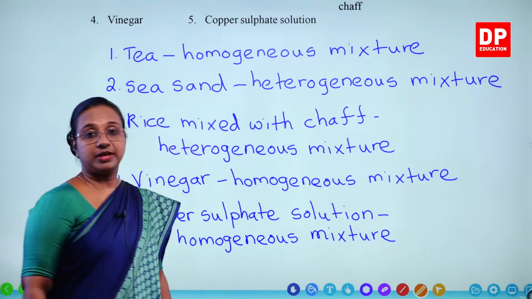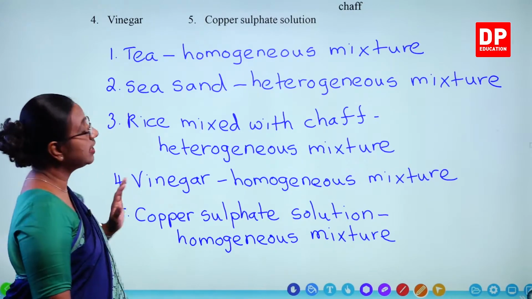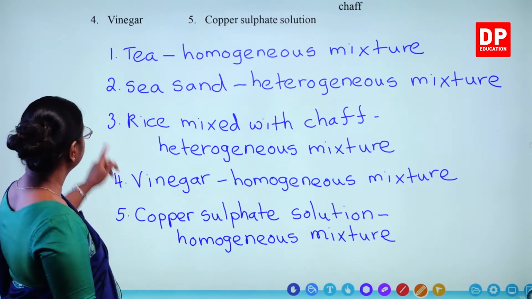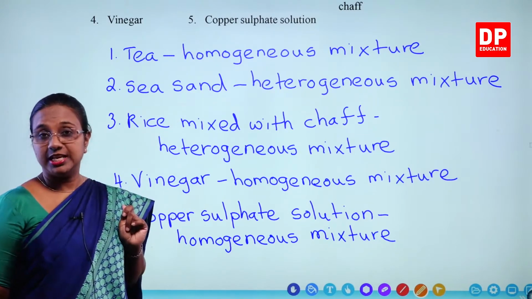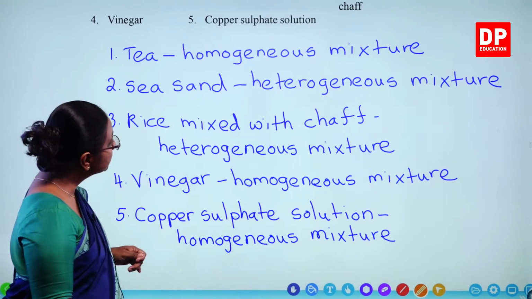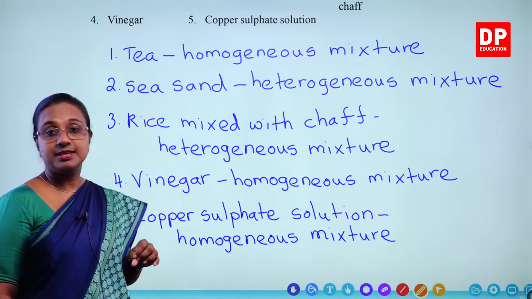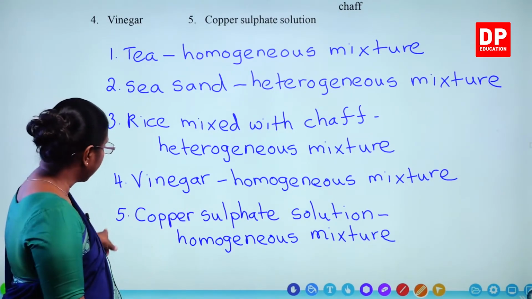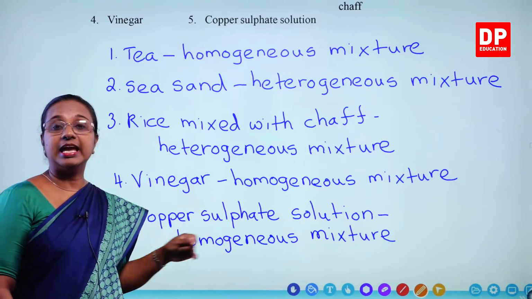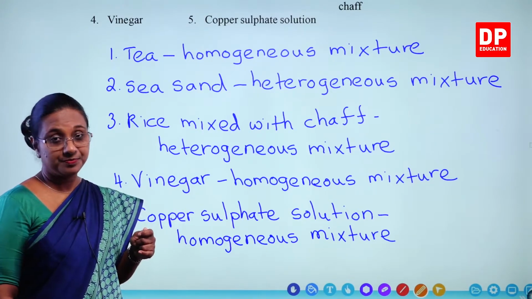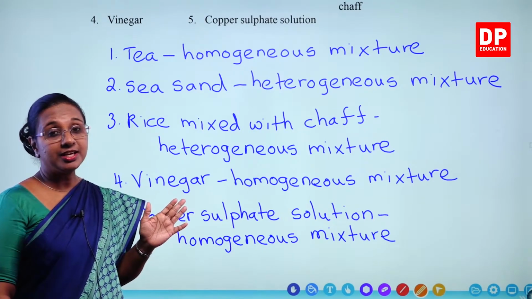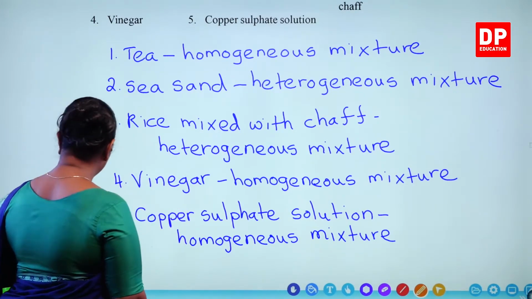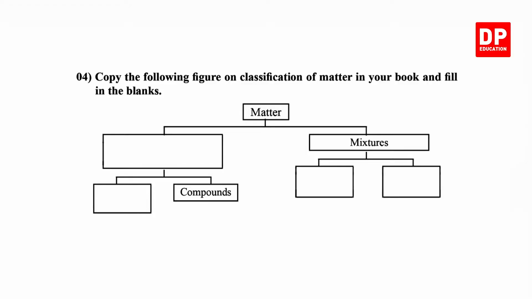So, is that okay, students? We have classified all the mixtures. Tea is homogeneous mixture. Sea sand, heterogeneous mixture. Rice mixed with chaff, heterogeneous mixture. Then vinegar, homogeneous mixture. And copper sulfate solution, again homogeneous mixture. So, did you all get everything correctly? I am sure you did. With that, I will move on to the next slide.